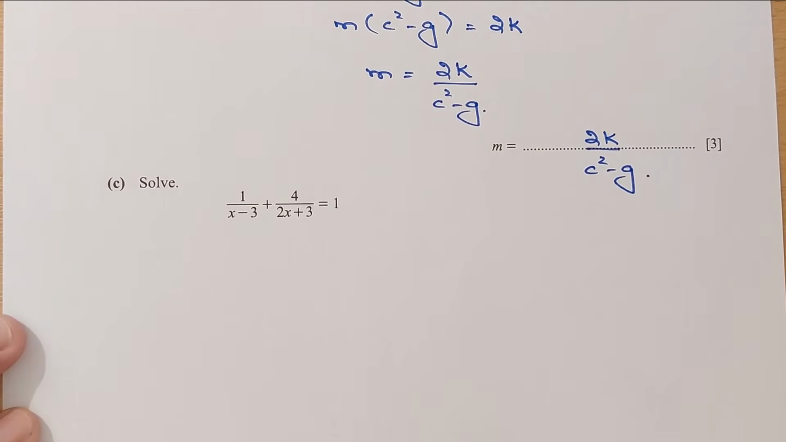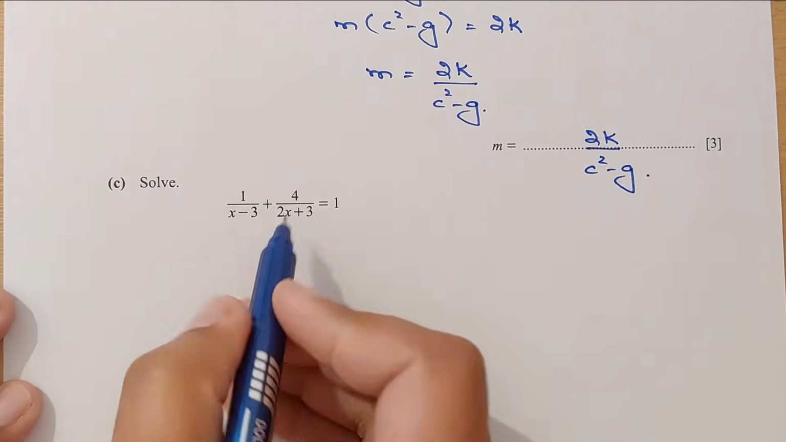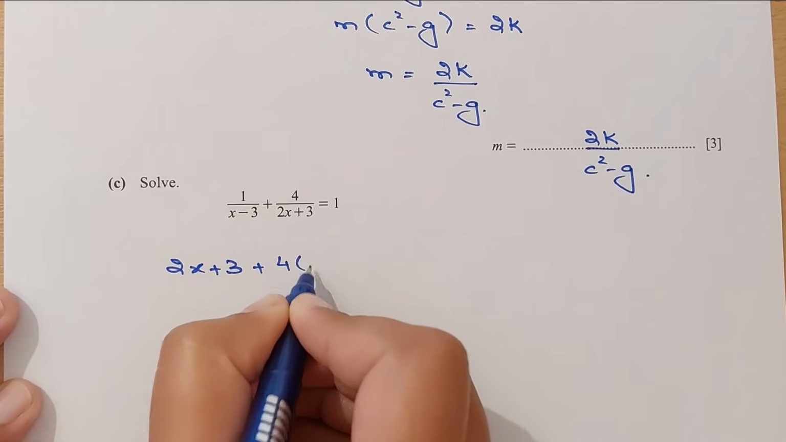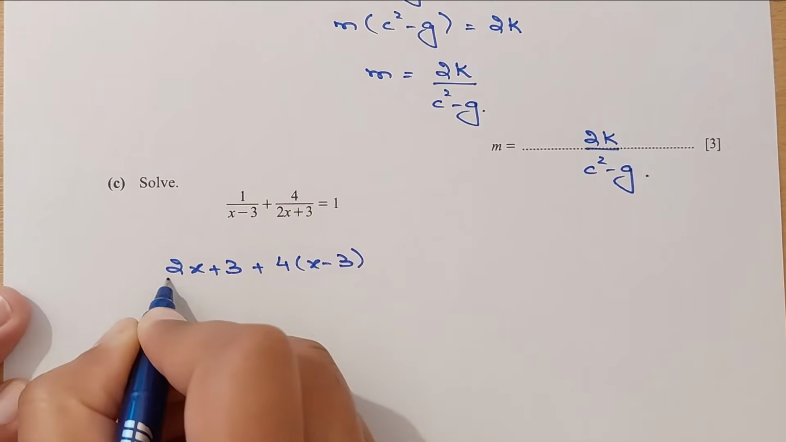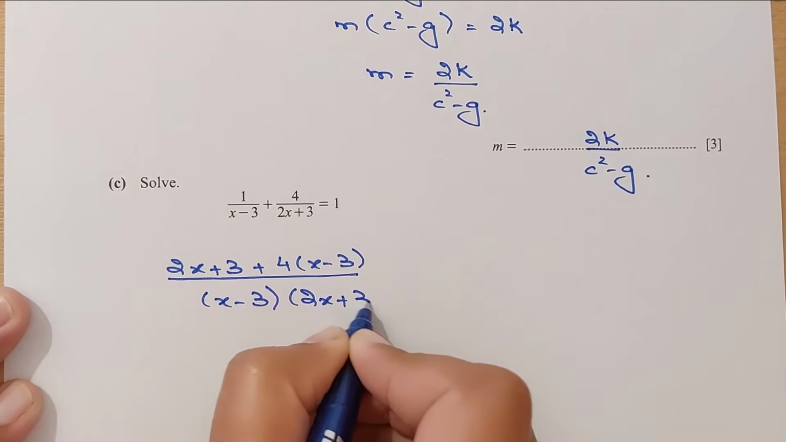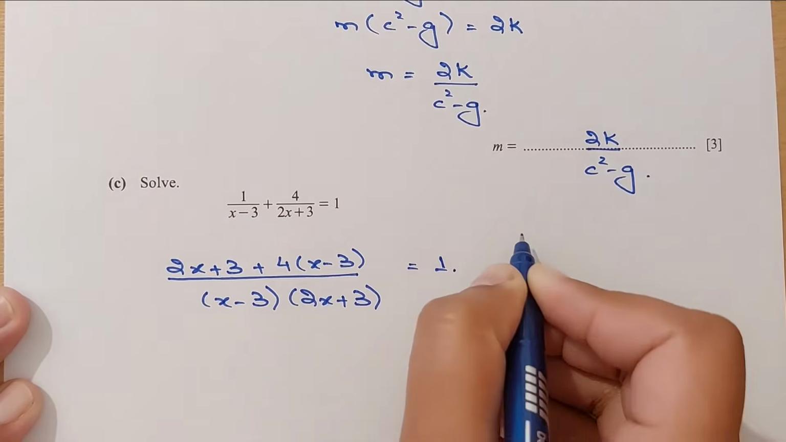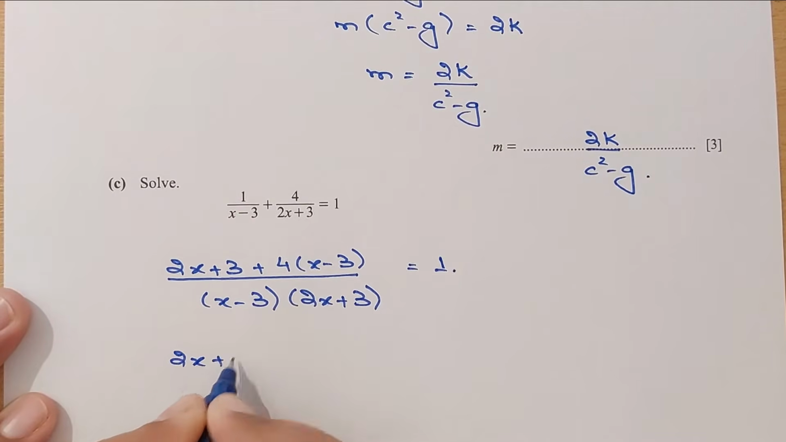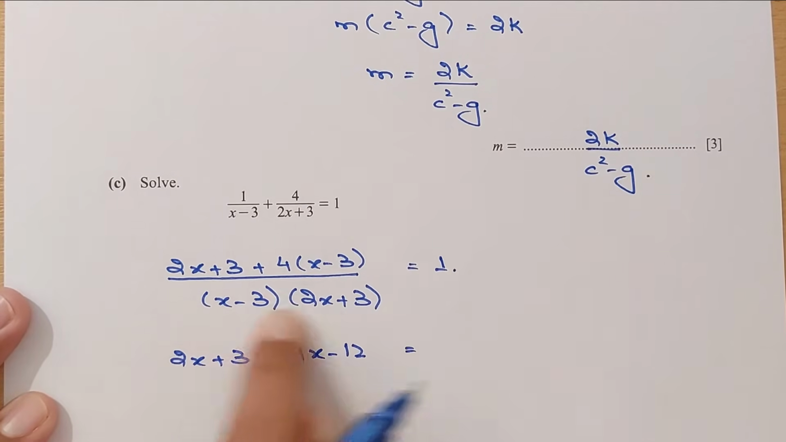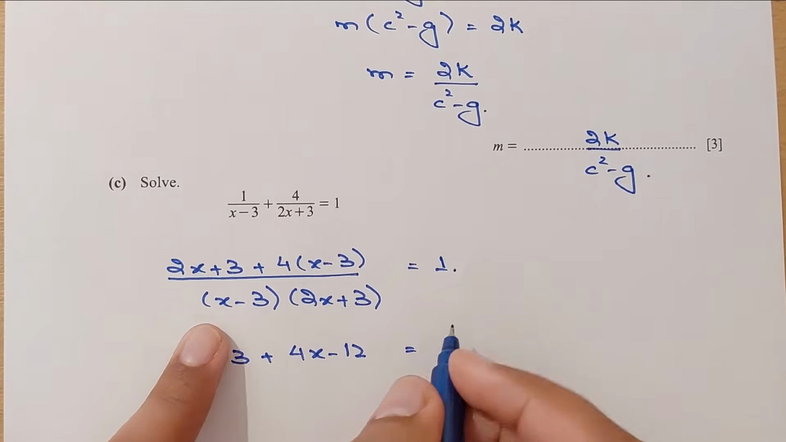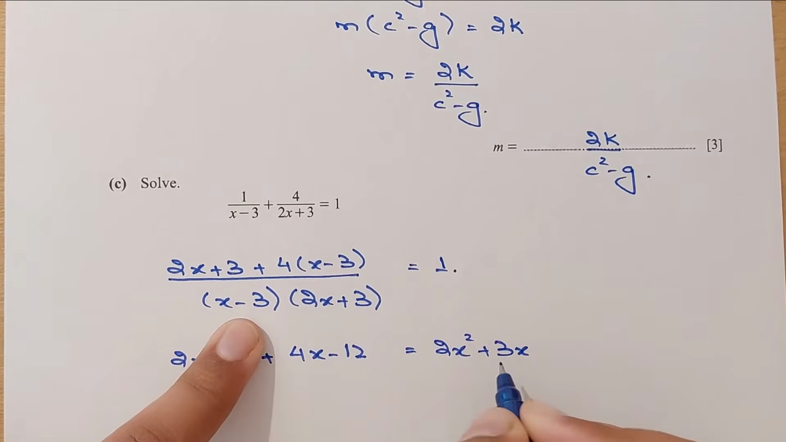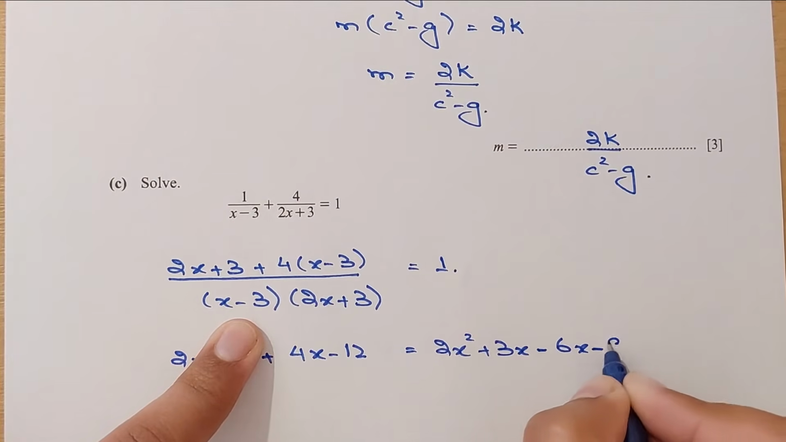Now for part C, we have to solve this. So taking the LCM by cross multiplication, 1 is multiplied with 2x plus 3 and plus 4 is multiplied with x minus 3, and the whole is divided by x minus 3 and 2x plus 3, equals 1. We need to do a cross multiplication again. So 2x plus 3 plus 4x minus 4 times 3 is 12. This is equal to the product of these two terms. So let me solve the product. First multiply with x. So 2x square plus 3x, and then multiplying with minus 3, minus 6x and minus 9.